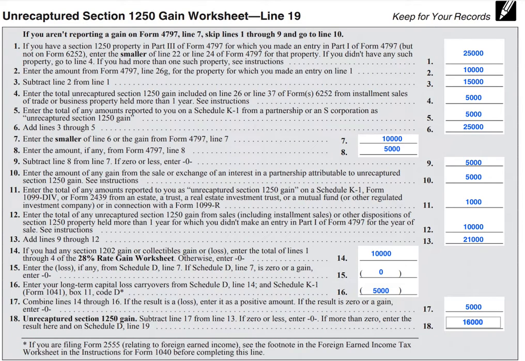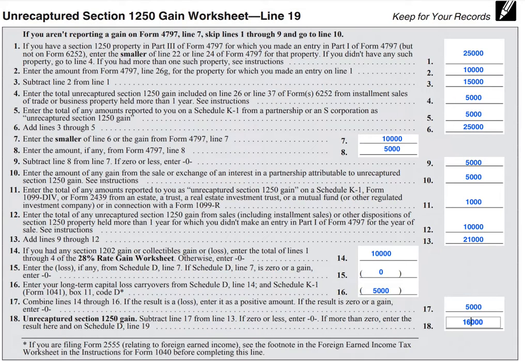Over the Unrecaptured Section 1250 gain worksheet, which you can find in the instructions for Schedule D. So when you walk through Schedule D of your tax return, if you approach line 19 and your tax situation meets the following conditions, then you'll probably have to complete this worksheet in order to determine the amount that you'll enter in line 19 of your Schedule D.